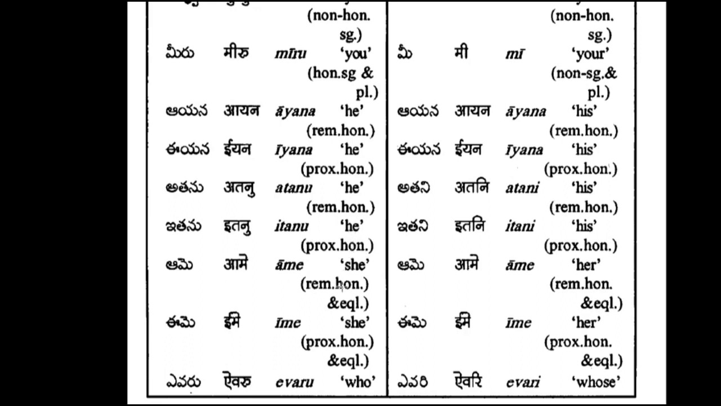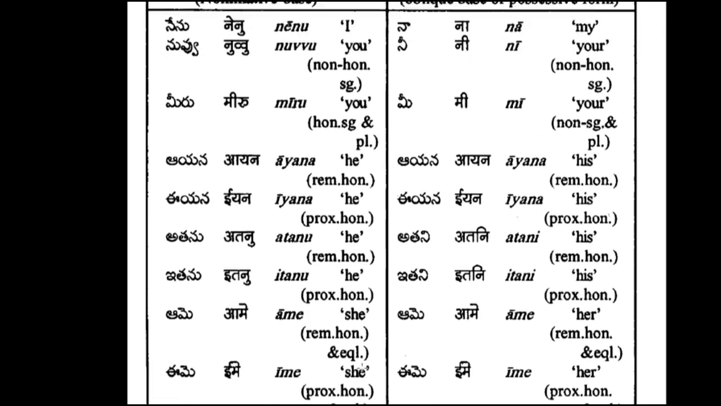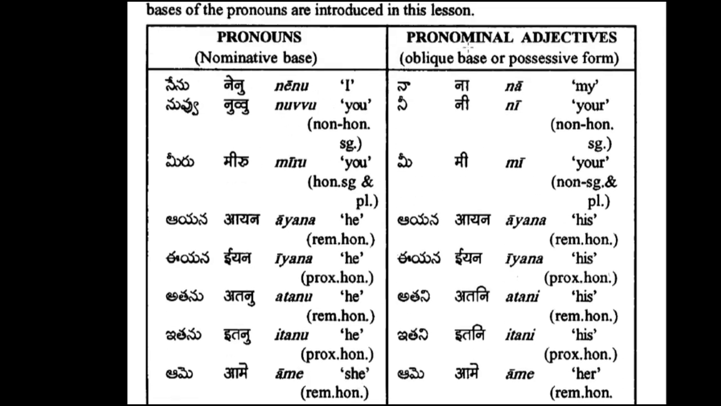Ame, she, remote, honorific. And equal. Equal means it can be used in general. Ime, she, proximity. So proximity means near. If she is near, we can use this one. Evaru means who. So here we are comparing the pronouns with pronominal adjectives. For example, if I say nenu, and I want to convert this to my, your, his, how do we change it in Telugu, that is the lesson. So I, nenu, my, na.